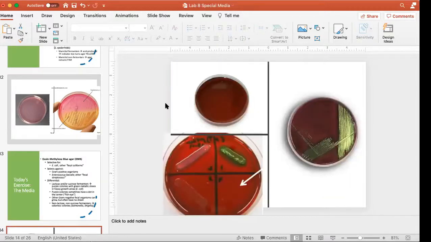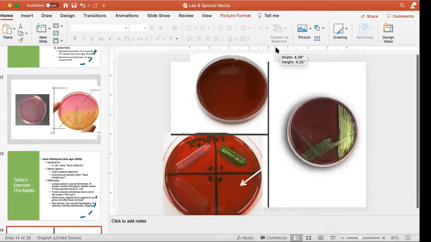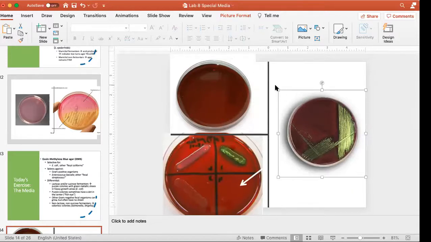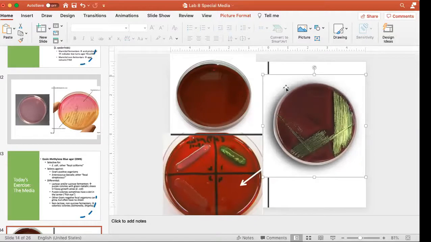On this slide, you're looking at some EMB plates. Now, this plate right here in the upper left, this is what EMB looks like before you put any bacteria on it. It has a very unusual, dark, sort of purplish red color. This plate over here is what EMB looks like when you put E. coli on it. See this greenish color?